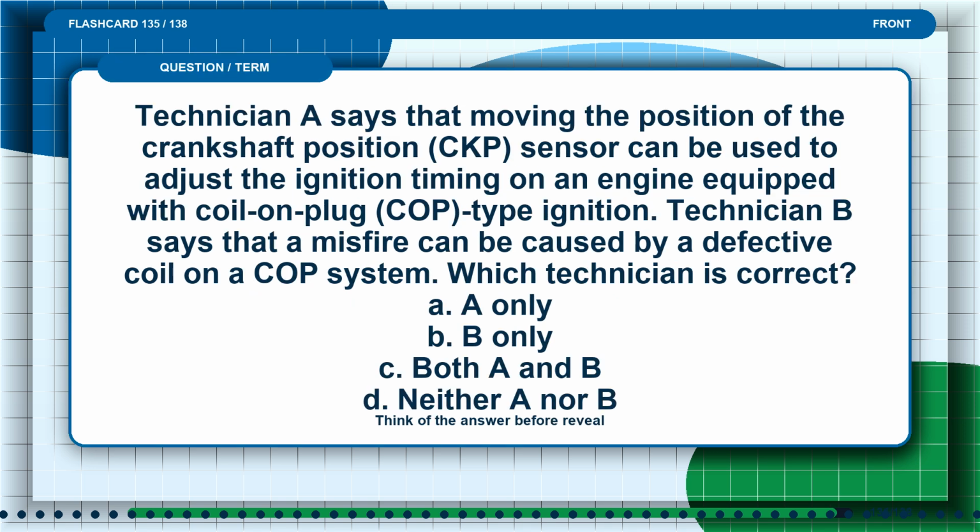Flashcard 135. Technician A says that moving the position of the crankshaft position CKP sensor can be used to adjust the ignition timing on an engine equipped with coil-on-plug COP type ignition. Technician B says that a misfire can be caused by a defective coil on a COP system. Which technician is correct? A only, B only, C both A and B, D neither A nor B. Pause and think of the answer before the reveal.